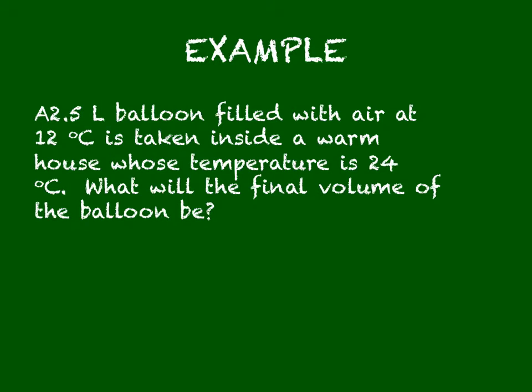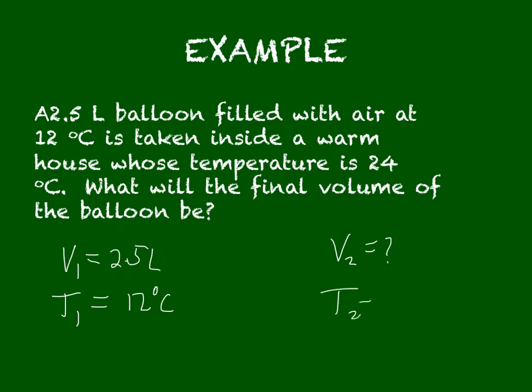So, first thing we need to do is let's list out what we know. My initial volume, V1, is equal to the 2.5 liters. And the temperature at which that 2.5 liters is measured, T1, is equal to 12 degrees C. Now, our volume 2, we don't know. That's our question mark. And our temperature 2, when we take it inside the warm house, is 24 degrees C.